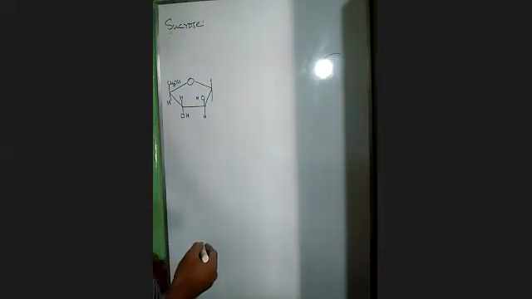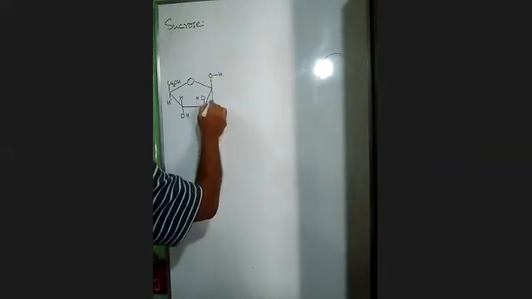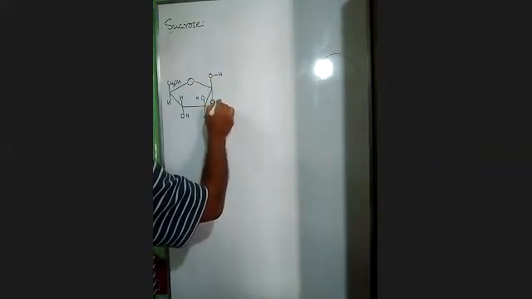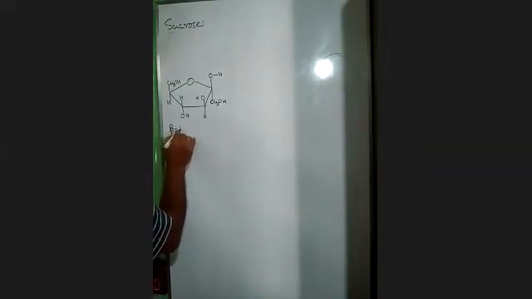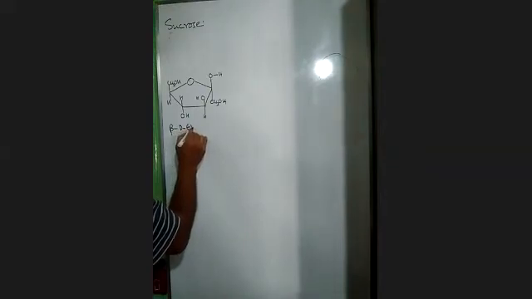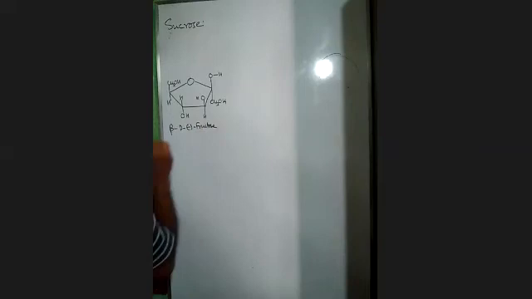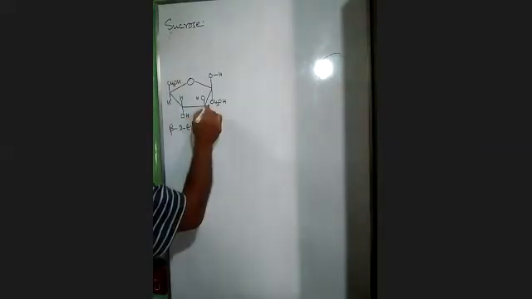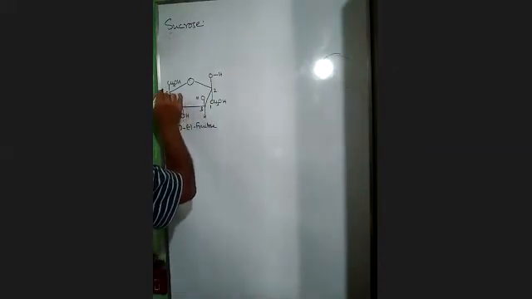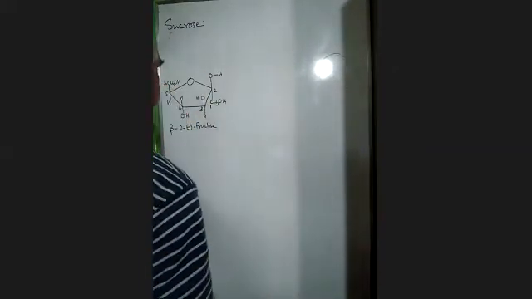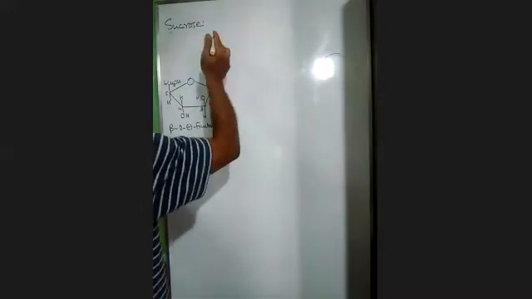Beta D minus. Beta means this OH, and this is CH2OH. So this is beta D minus fructose. This is 1, 2, 3, 4, 5, 6. Then it links with what? C1 of glucose. So I have to write the glucose structure now.